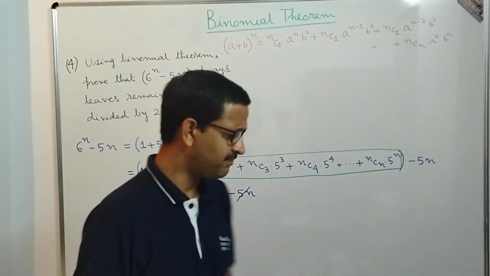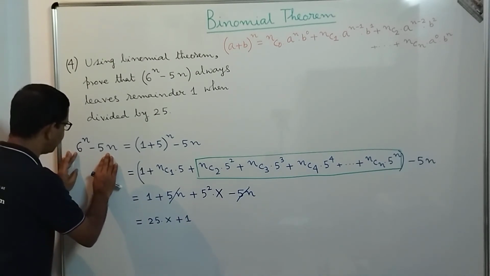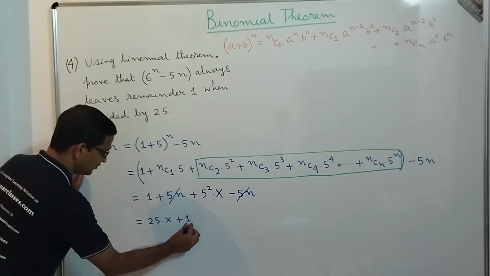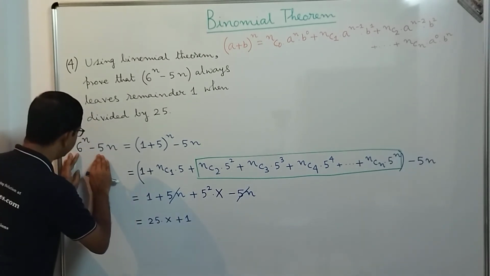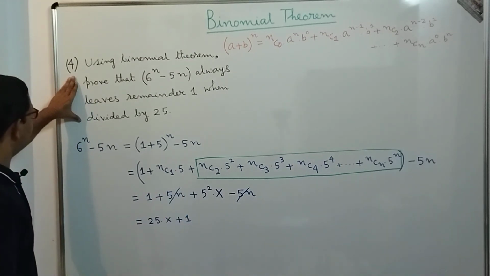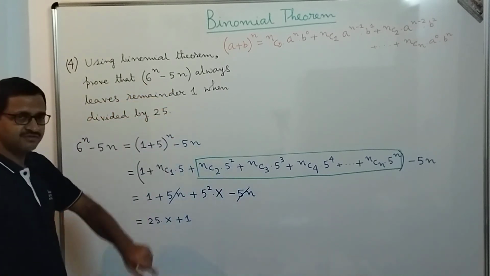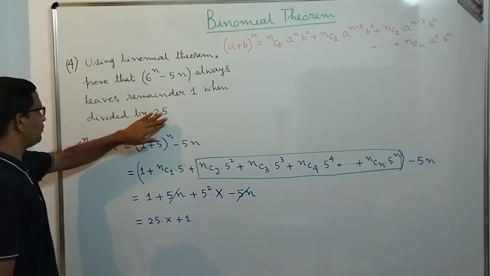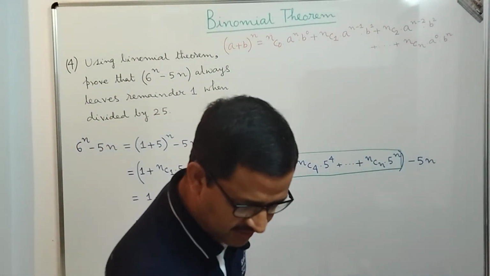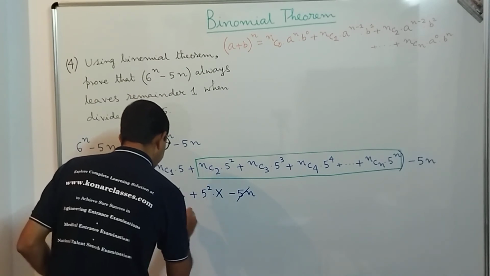Also, if you apply your understanding of division, we express 6 to the power n minus 5n as 25 into something plus 1, where 1 is lesser than 25. Obviously, if we divide this expression by 25, we will get the remainder 1, and hence the proof of this statement using binomial theorem: 6 to the power n minus 5n always leaves remainder 1 when divided by 25, correct? We get the remainder as 1 when it is divided by 25.